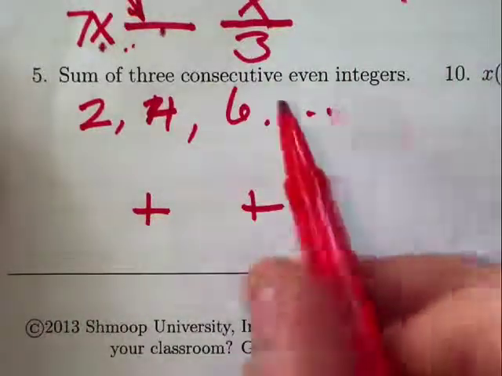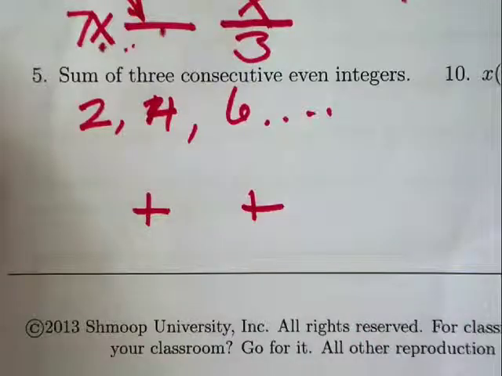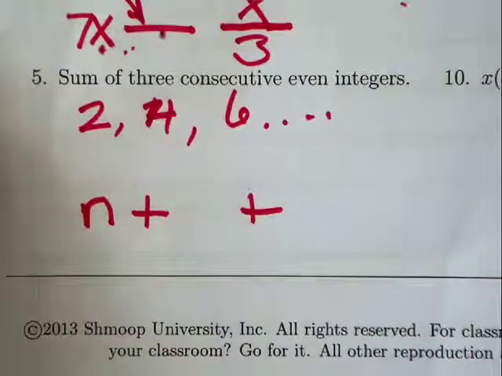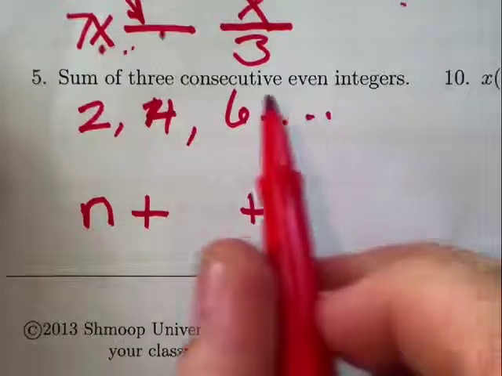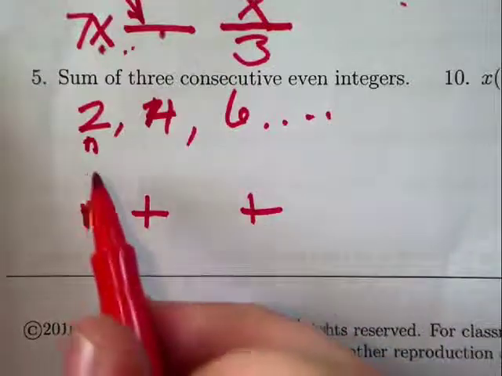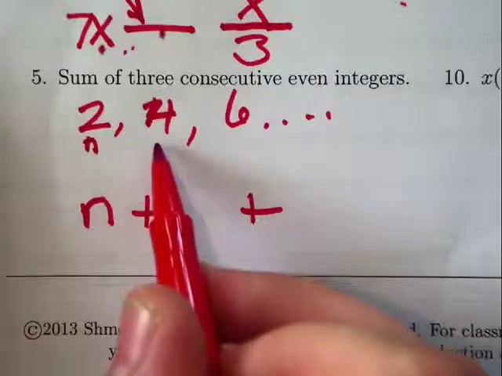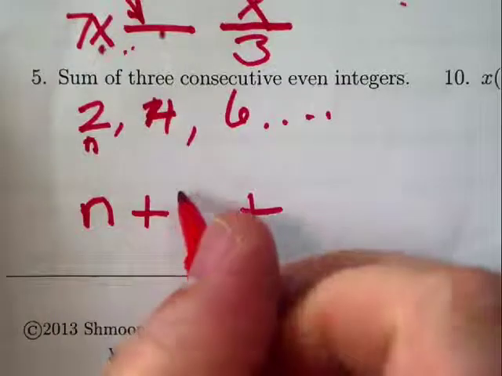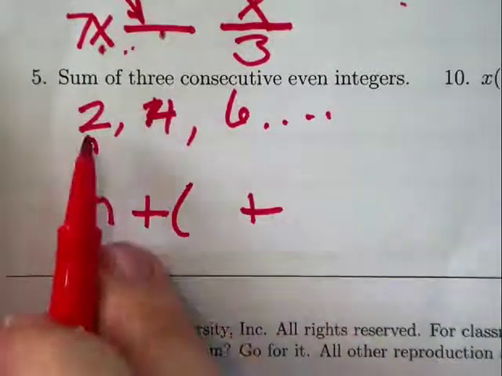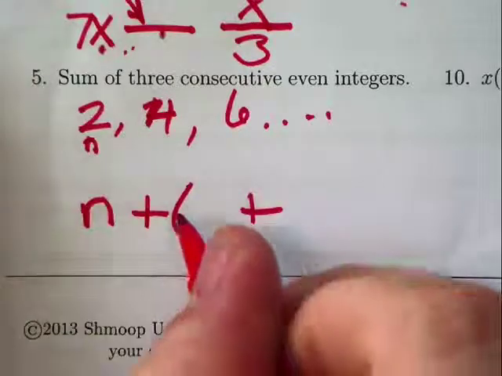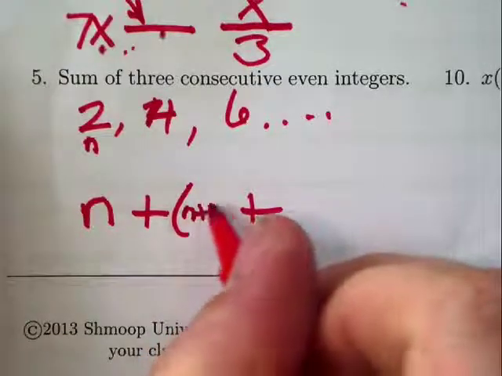Well, which one's my first one? It doesn't say, so that varies. That's my variable, n. Let's just say that this is n right there. How do I get from here to here? I need to add 2. So the second number is the first number plus 2. N plus 2.